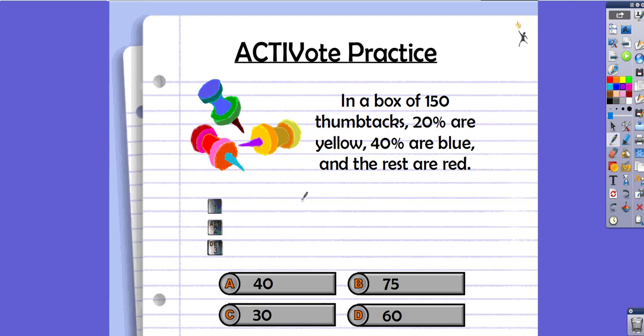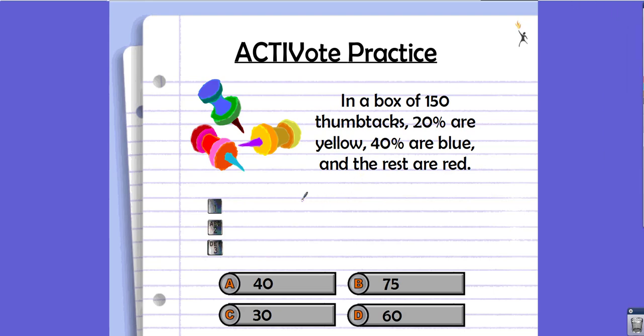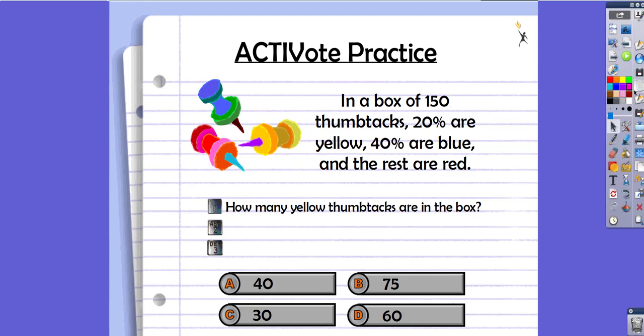Alrighty, so in a box of 150 thumbtacks, 20% are yellow and 40% are blue, and the rest of them are red. So the first question that we have is, how many yellow thumbtacks are in the box? Now right here it tells me 20% of them are yellow and 150 of them are my total amount.